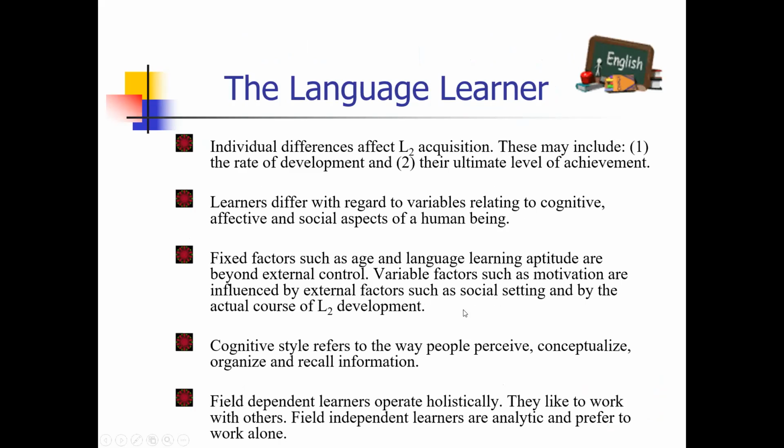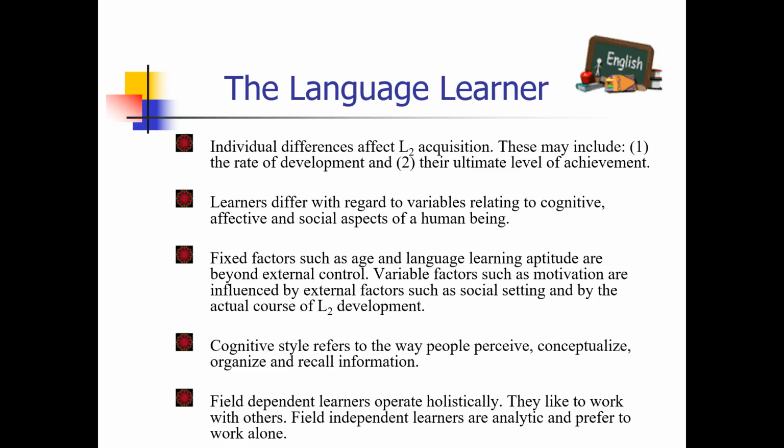I'd like to continue the materials about the language learner. As we have known and been elaborated before from the first speakers about the differences between language acquisition and language learning, now we would like to see the impact on the language learner itself. First point is individual differences affect L2 acquisition. This may include first the rate of development and then the ultimate level of achievement, because a language learner may be mixed with the level of English also. So these kinds of levels will be affected in their acquisition of the language.